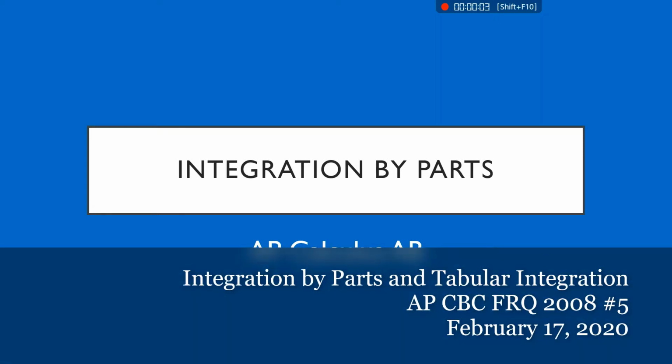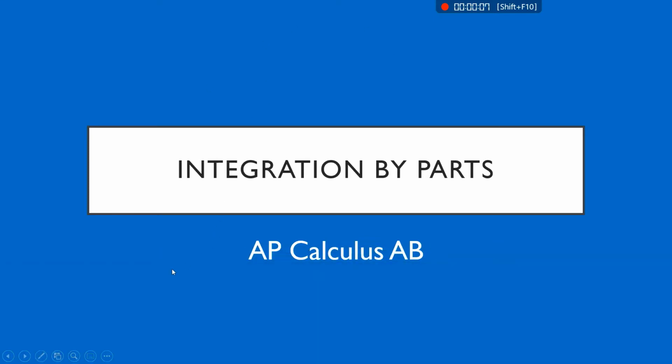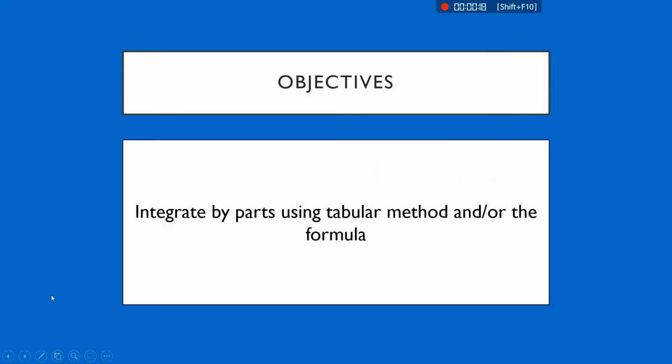So we're going to keep going with integration by parts. We've done integration by parts before, so the first part will be fairly fast, but I do have a shortcut, so I'll slow down for the shortcut. The objective is to integrate by parts using both the old formula method and a new tabular method.